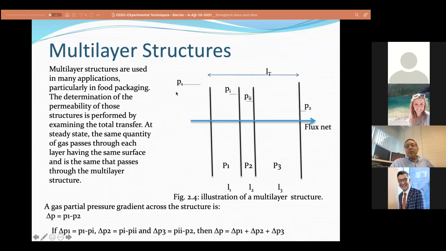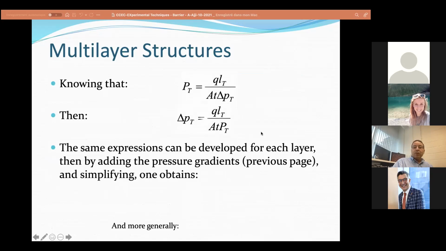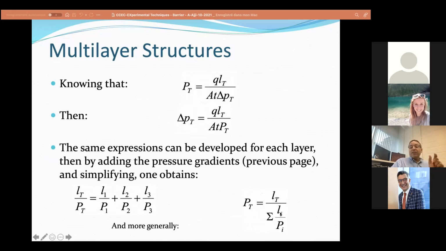So if you write your partial pressure for a certain gas, and it is P1 on one side and P2 on the other, and of course you have the partial pressure through different layers, which is additive. So if you go back to the permeability coefficient, you will find out it is like a parallel model. So you can have your total permeability as the total thickness divided by the summation of the relative thicknesses of each layer divided by the permeability of each layer. So you can calculate the total permeability in this way.